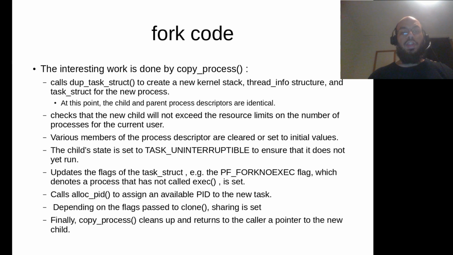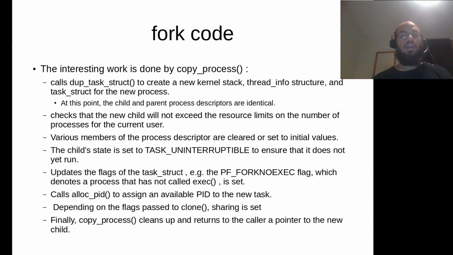Then it allocates a new PID and assigns that new PID to the new task. Now the task is in a much better state. There is a replica, but now you have an almost complete structure for the task. You give the task an ID, a PID, but as the scheduler tries to schedule things, it will not be scheduled yet because the task is set to uninterruptible. Then, depending on the flags passed, you set up the sharing settings between the parent and the children, for example siblings, and clean up and return to the caller a pointer to the new child.